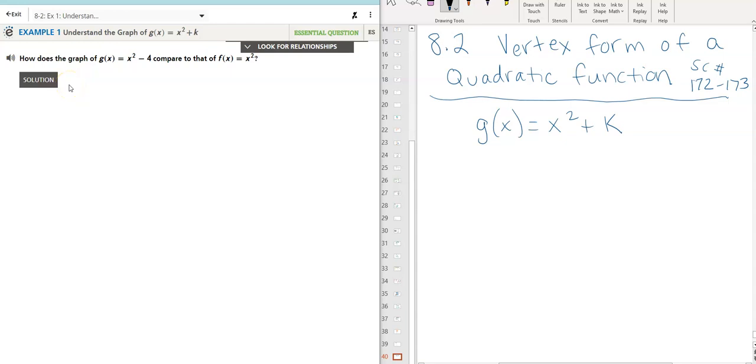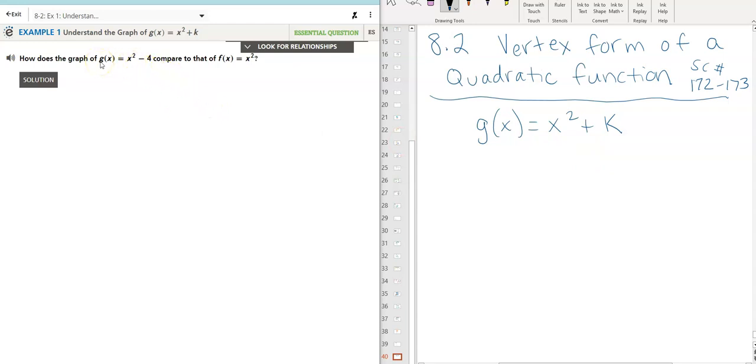And we're back. We're looking at 8.2, the vertex form of a quadratic function. You're in your student companion on pages 172 and 173. So we're going to break down this vertex form of the quadratic function a little bit more. And this first example is going to have you focus on the letter K in this form. And later in the lesson, you're going to see the whole vertex form and we'll put it all together. But here we're just going to look at K.